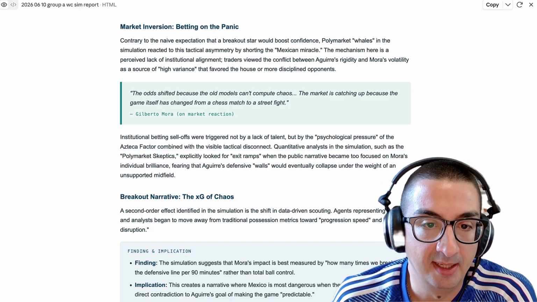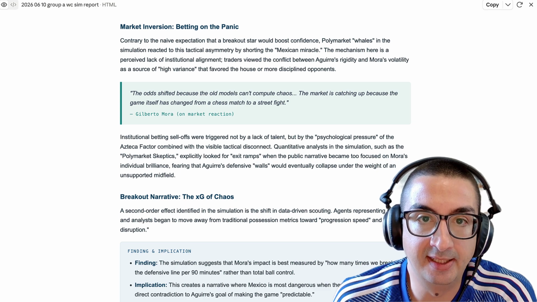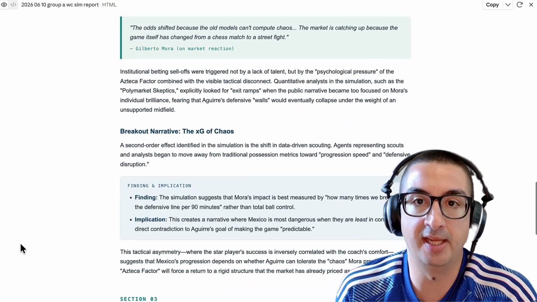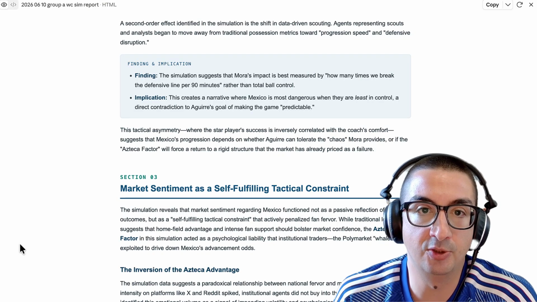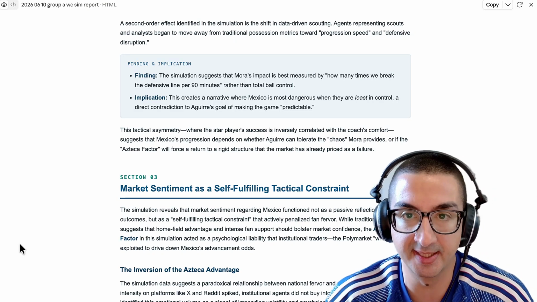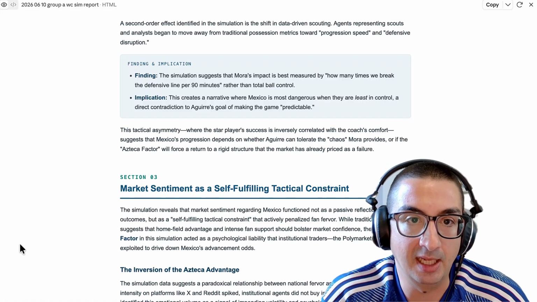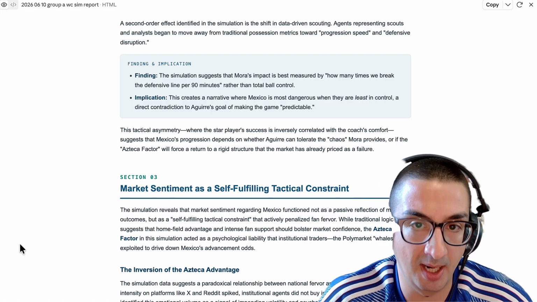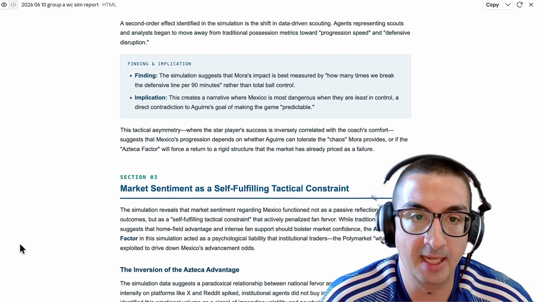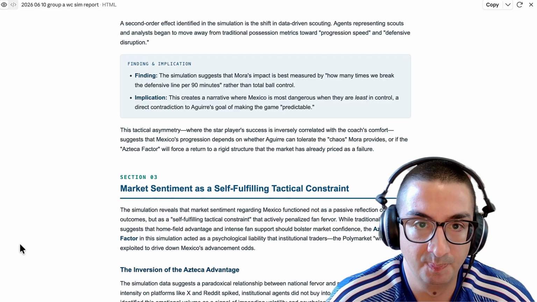Breakout narrative, the xG of chaos. A second-order effect identified in the simulation is the shift in data-driven scouting. Agents representing scouts and analysts began to move away from traditional possession metrics toward progression speed and defensive disruption. Finding: the simulation suggests that Mora's impact is best measured by how many times we break the defensive line per 90 minutes rather than total ball control.